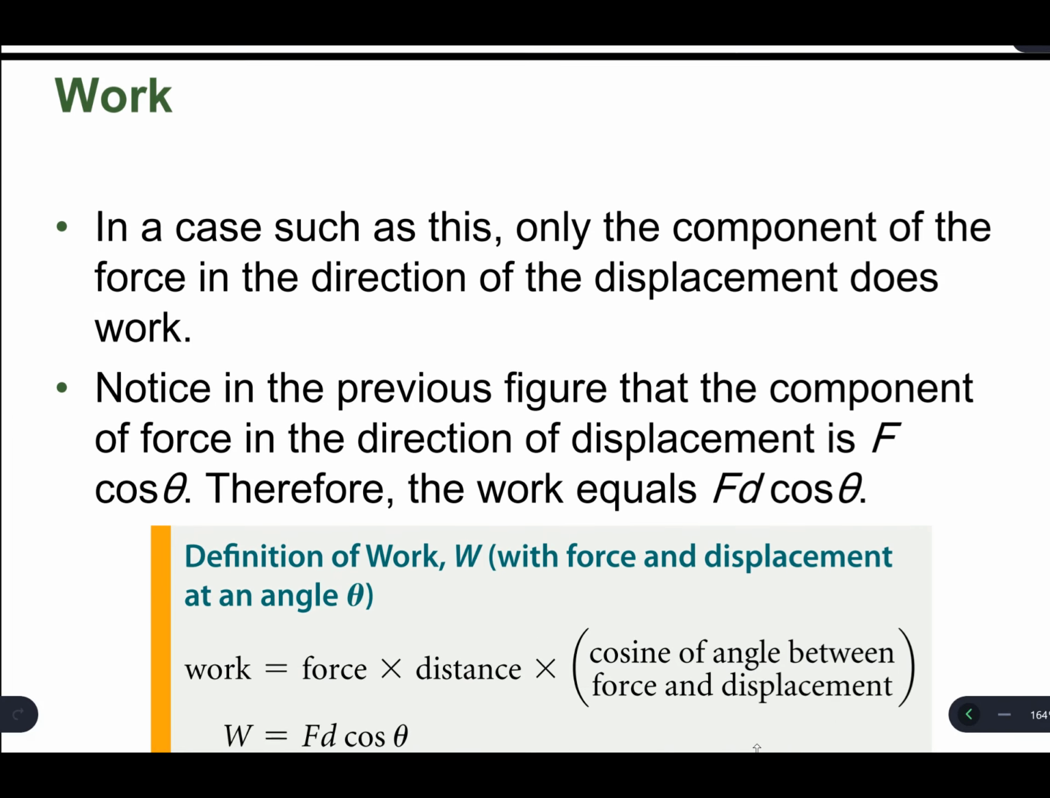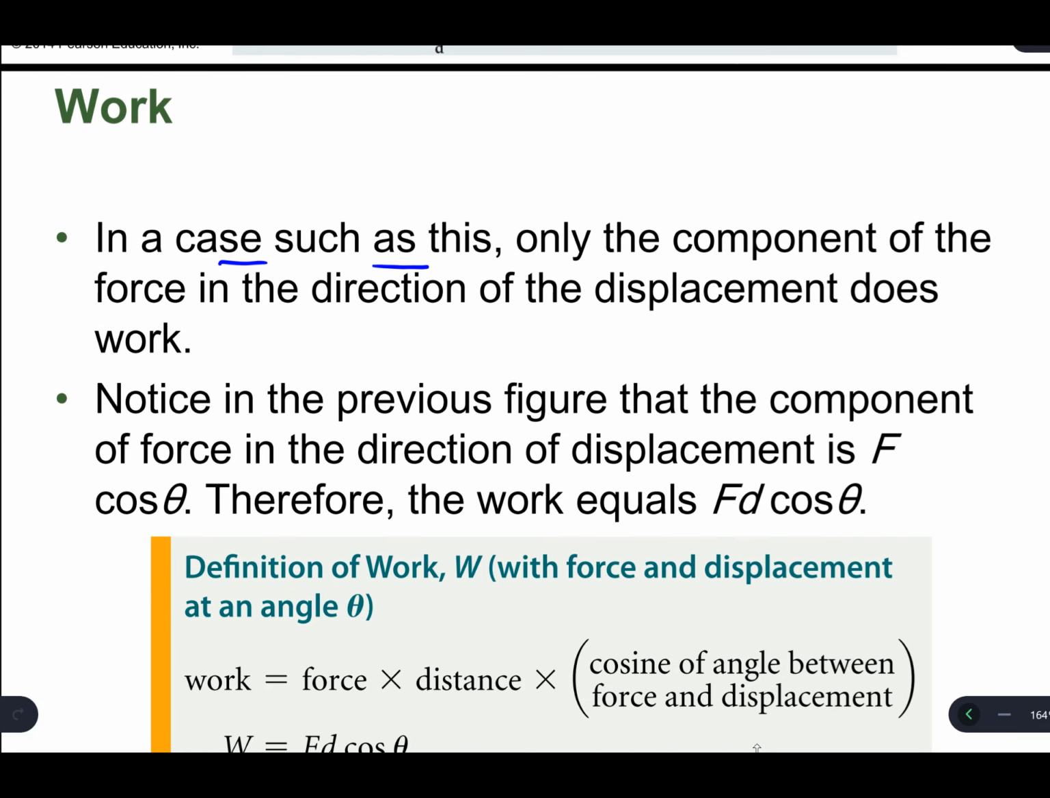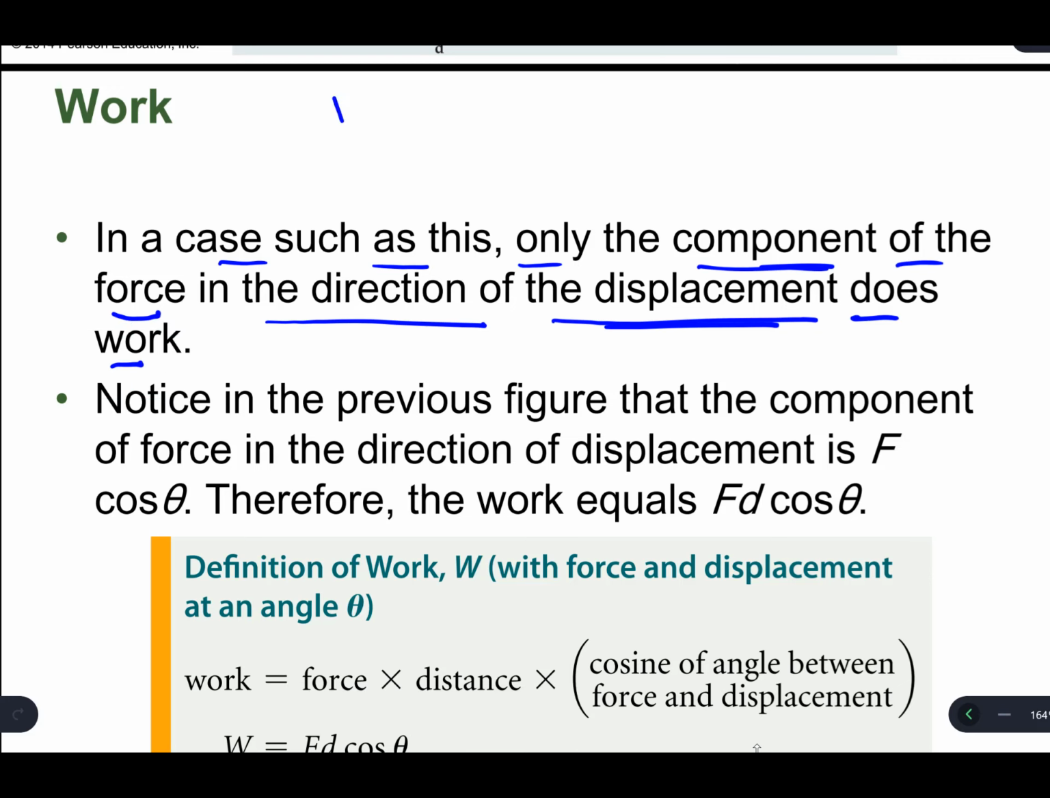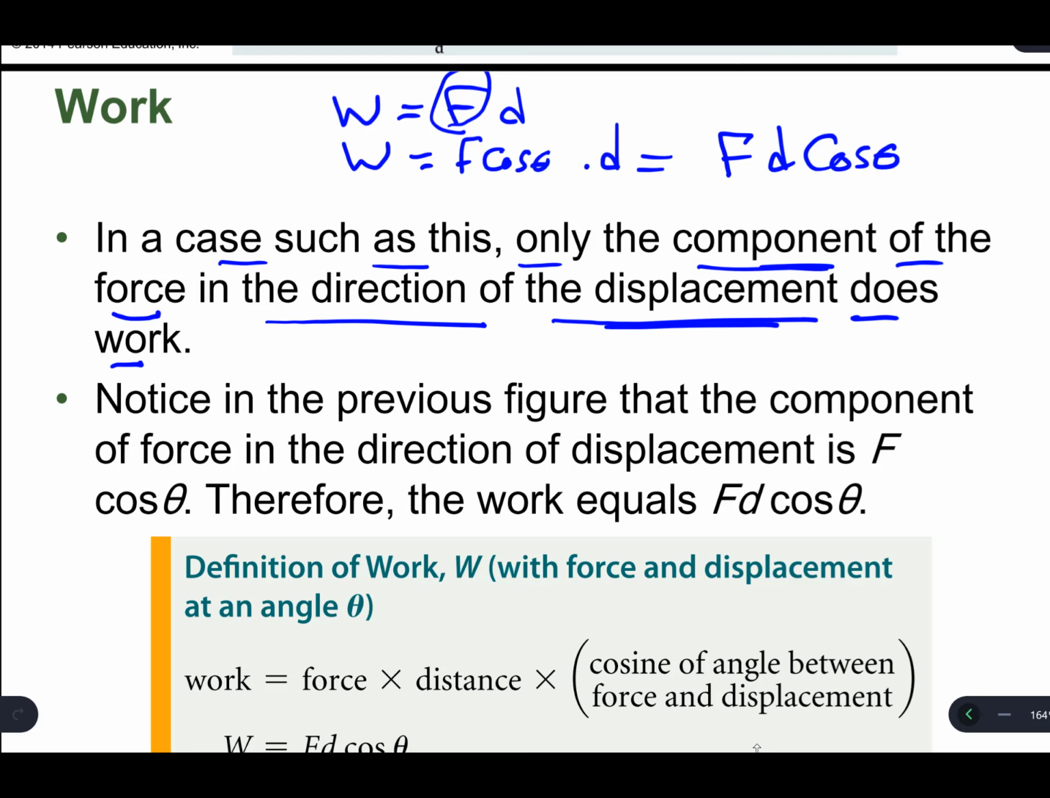So in a case such as this, only the component of the force in the direction of the displacement does work. So instead of the law W equals F D, you will use W equals F cosine theta times D, or we will write it F D cosine theta. Looks better.